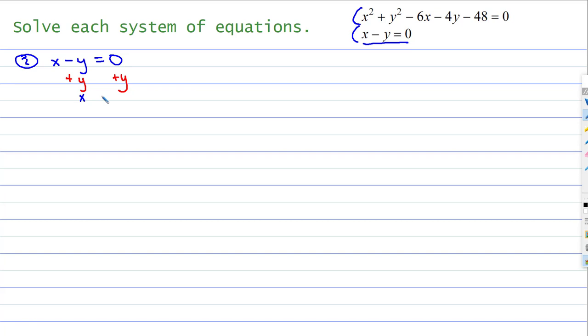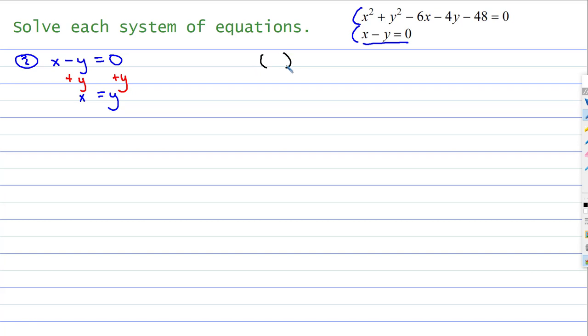And x is equal to y. So this is really simple. There's nothing being added here. So every time I have an x, I can write a y in its spot. Or every time I have a y, I can write an x in its spot. I'm going to choose to substitute all x's for y.